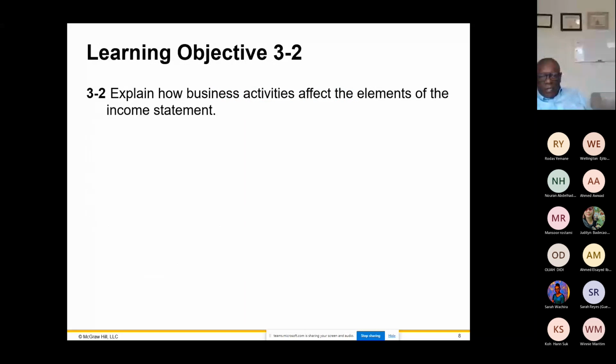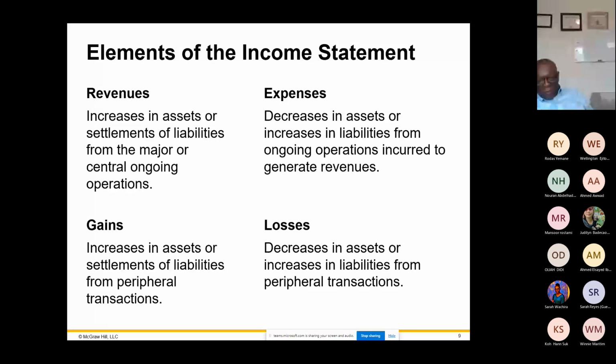So how does it affect the element of income? You see the revenue: an increase in assets or settlement of liability from major or central ongoing operations. When they sell, that revenue will go up, and expenses they incur as they do the sales will decrease it. If the revenue from sales is $50 and expenses are $20, it will decrease that revenue by $20. So now the taxable income will be about $30.